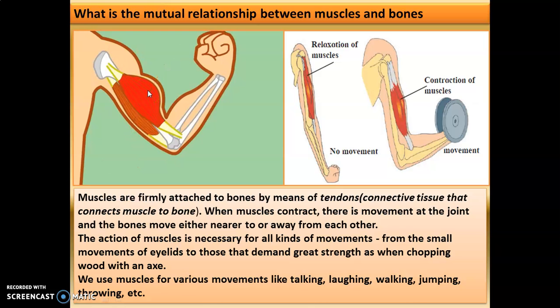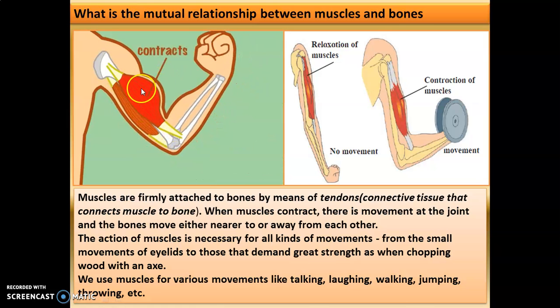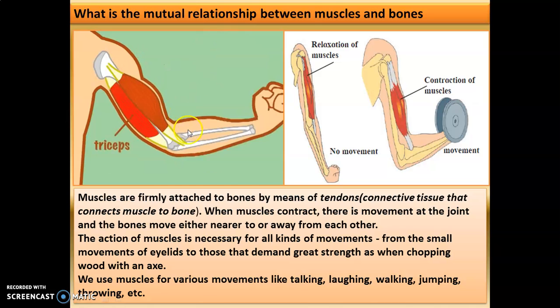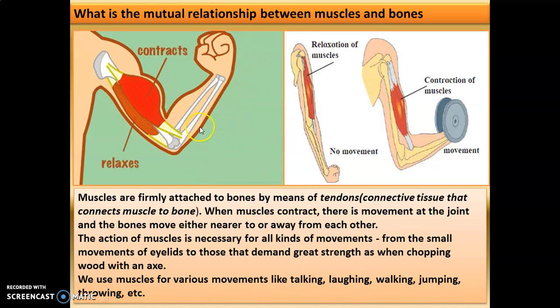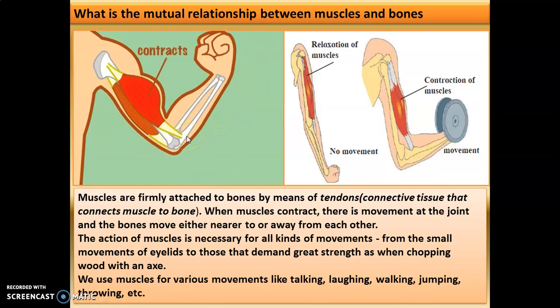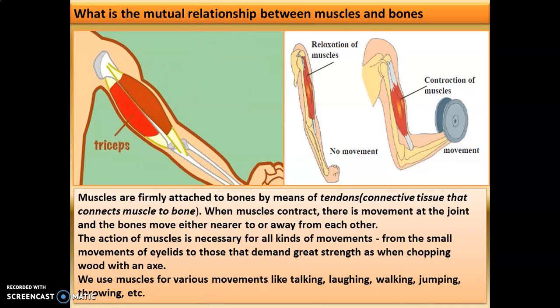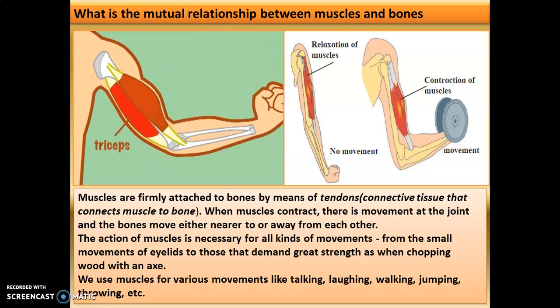Now when the muscle contracts, there is a movement at the joint. Look at this diagram properly. When it contracts, there is a movement at the joint, and the bone moves either near or away from the other. See here, when muscles contract, these two bones come close to each other, and when I release or when they relax, this bone comes back to its original position. The action of muscle is necessary for all kinds of movement, from small movements of the eyelids to those that demand great strength, as when chopping wood with an axe.